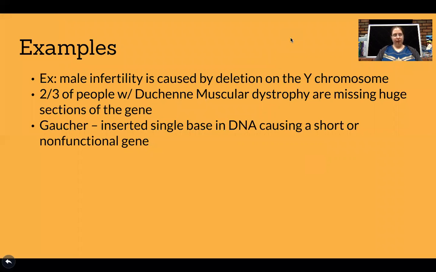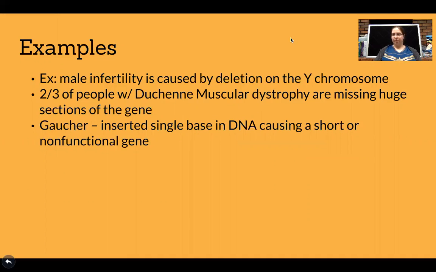So 2/3 of people with Duchenne muscular dystrophy are missing huge sections of a particular gene. Now, if you remember, Duchenne muscular dystrophy is sex-linked, so it's located on the X chromosome. What they're finding is that one of the things that causes the symptoms is that there are rather large sections of the gene missing. And because of those sections being missing, it affects the proteins, which then leads to the symptoms of Duchenne.